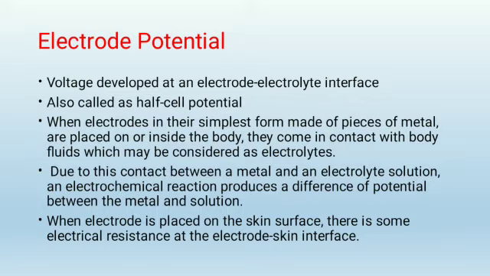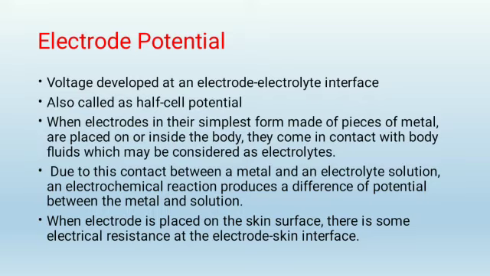The next topic is the electrode potential. The voltage developed at an electrode-electrolyte interface is called an electrode potential. It is also called a half-cell potential. When electrodes, in their simplest form made of pieces of metal, are placed on or inside the body, they come in contact with body fluids, which may be considered as electrolyte. Due to this contact between a metal and an electrolyte solution, an electrochemical reaction produces a difference of potential between the metal and solution.